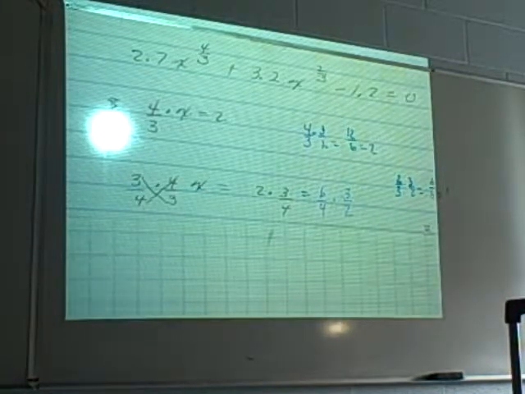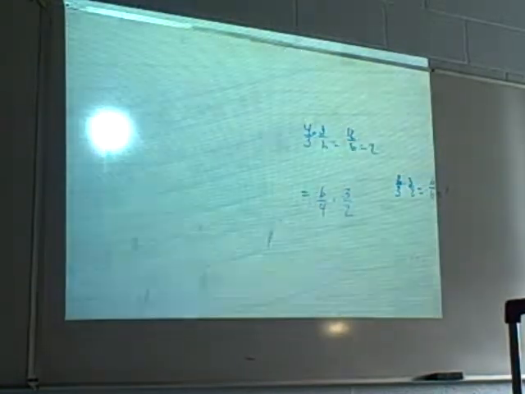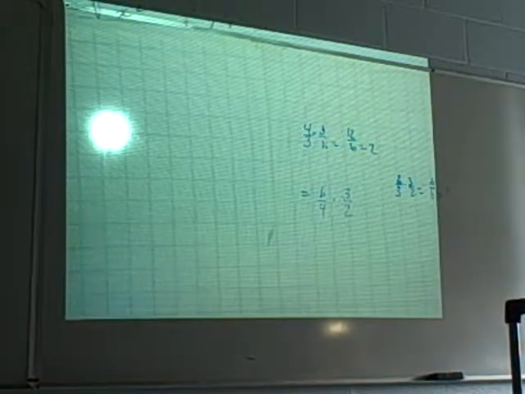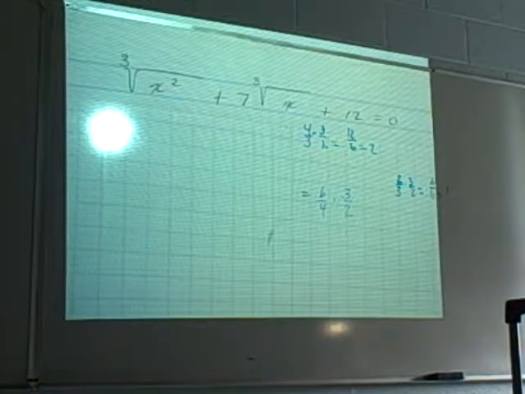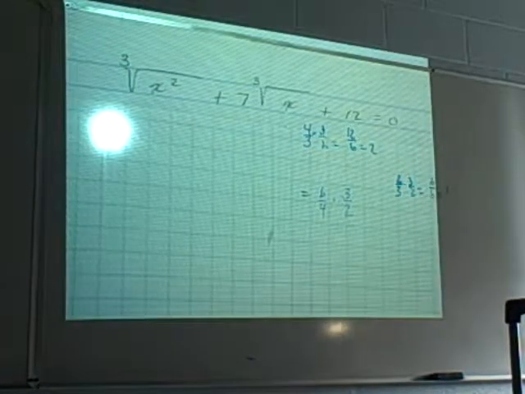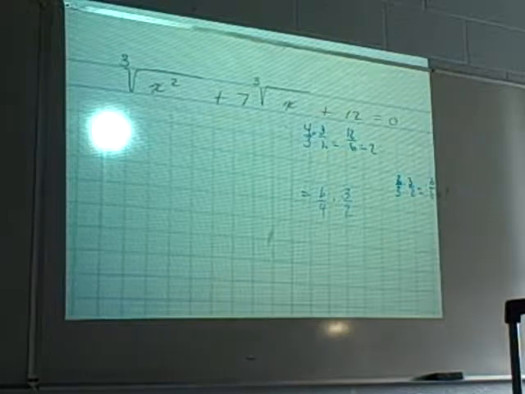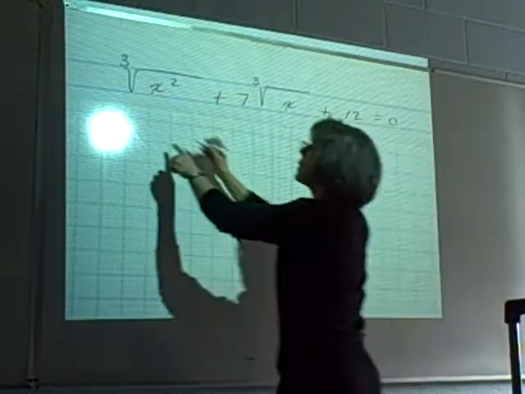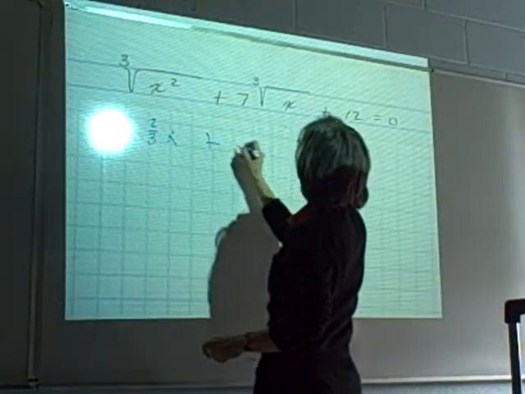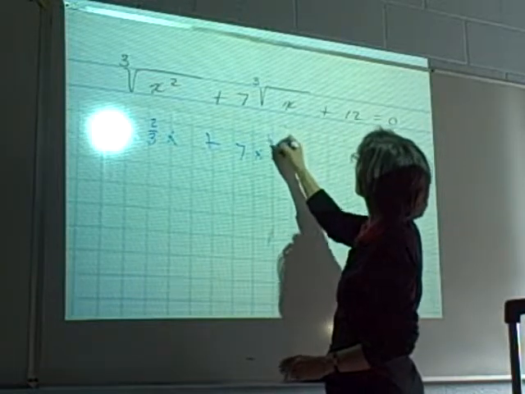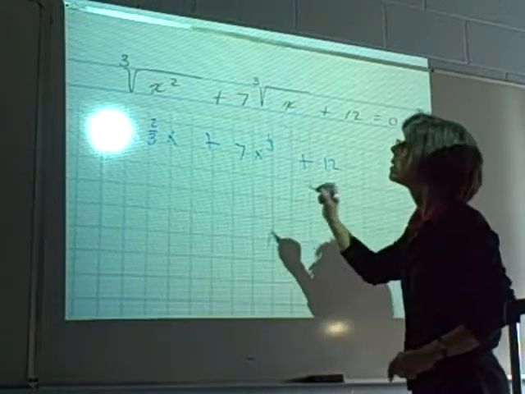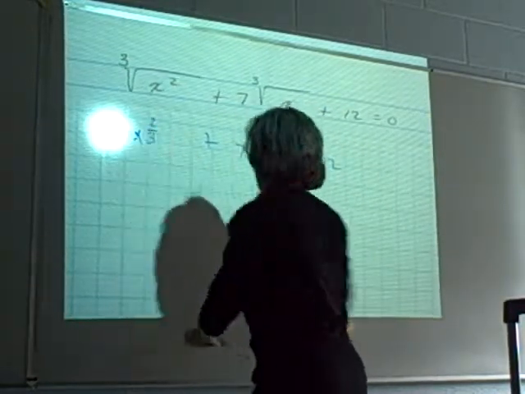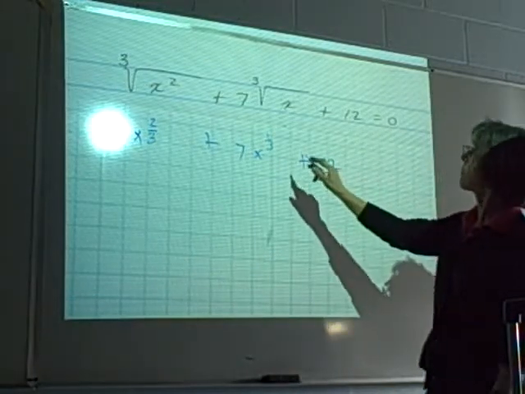So in problem number 16, okay, where are we? I don't have my worksheet. Is that problem 16? Yeah. Okay, so let's rewrite this. And I'm going to have 2/3 x plus 7 times x to the 1/3. Wouldn't it be x to the 2/3? Sorry. Yeah, x to the 2/3 plus 7 x to the 1/3.